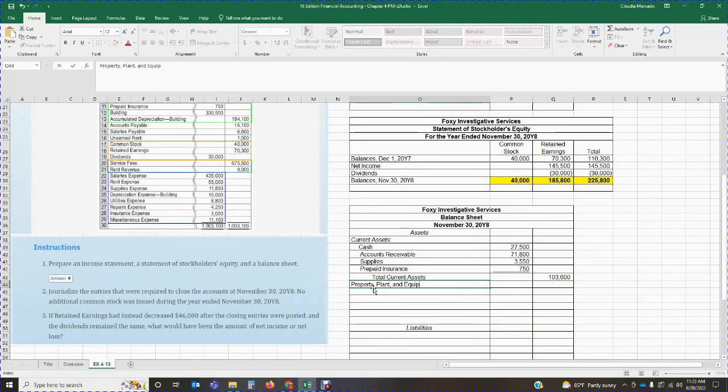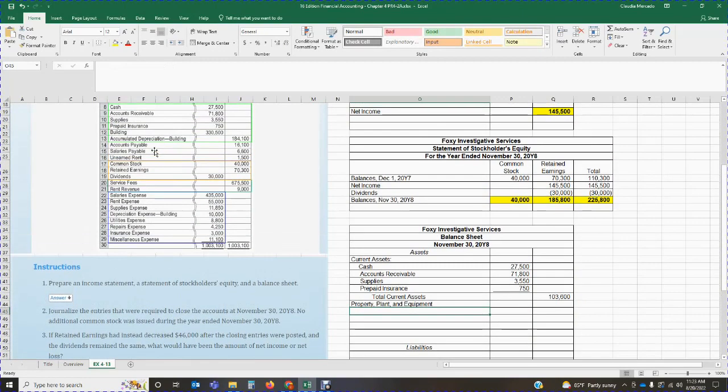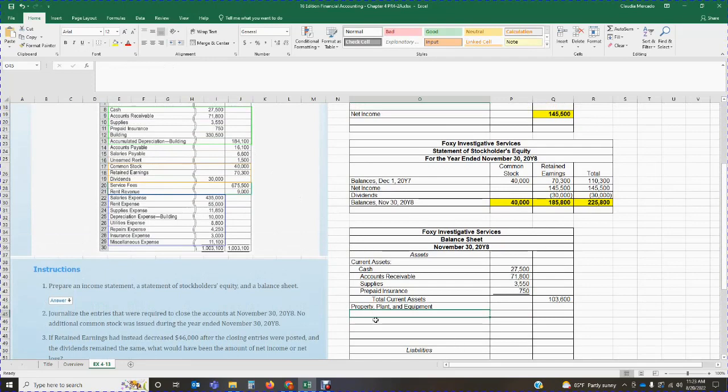Then we have our next section, which is property, plant, and equipment. Under property, plant, and equipment, we have a building, and the building is 330,500. Okay. And then we have accumulated depreciation for the building. The accumulated depreciation for the building is 184,100. Okay.